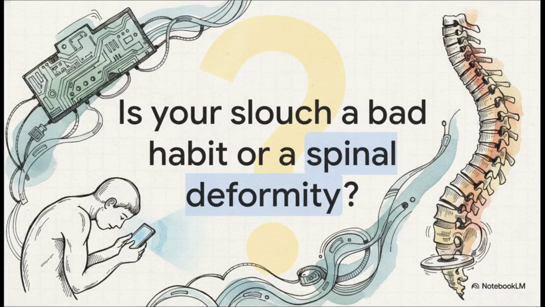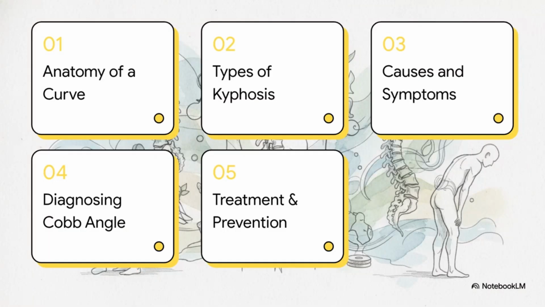So I want you to ask yourself right now, is your modern technique just a bad, pesky behavioral habit, or could it actually be the beginning of something much deeper? Is that slouch becoming structural? Today we are completely unraveling the curve of the spine to understand exactly what happens when our back loses its natural, healthy balance.